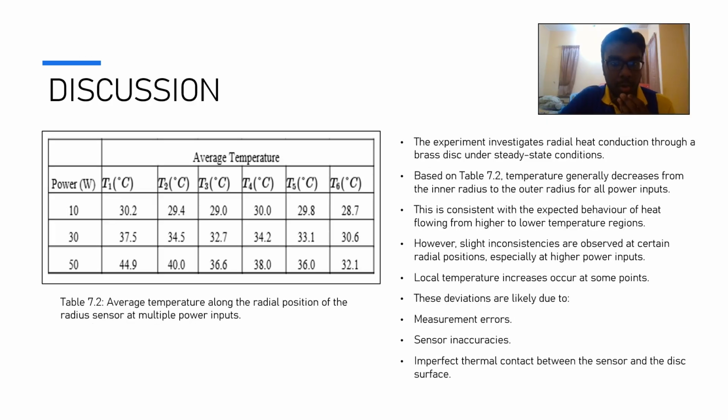From table 7.2, we observe that temperature generally decreases from the inner radius to the outer radius for all power inputs. This matches the expected heat flow from hot to cold region. However, at higher power inputs, we saw slight local temperature increases. This is likely due to measurement errors, sensor accuracy, and poor thermal contact between the sensor and the disc surface.